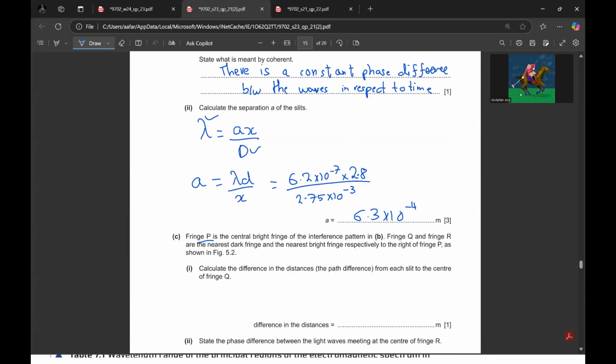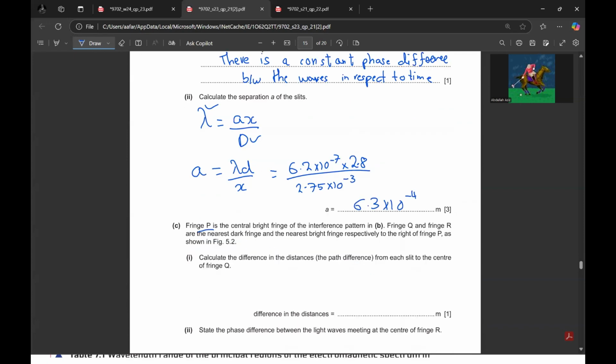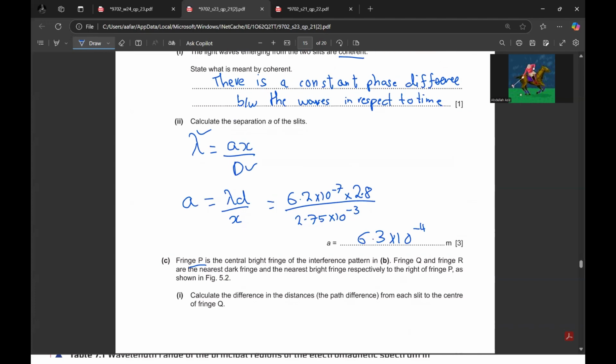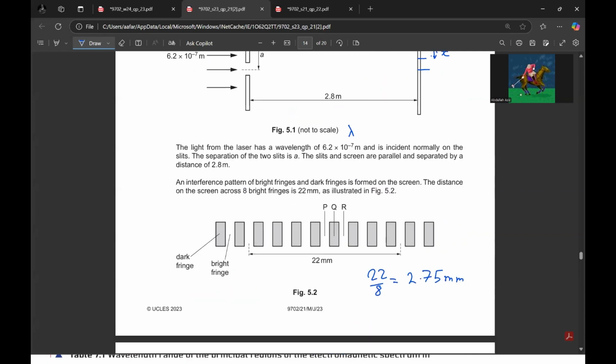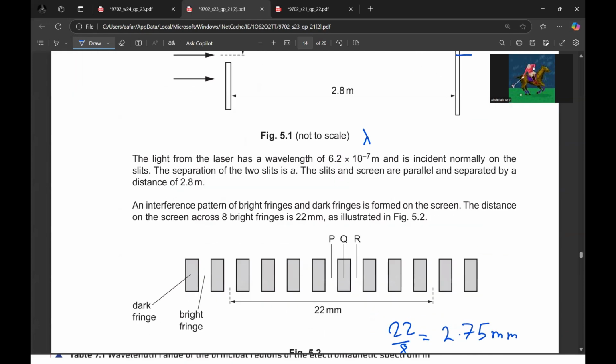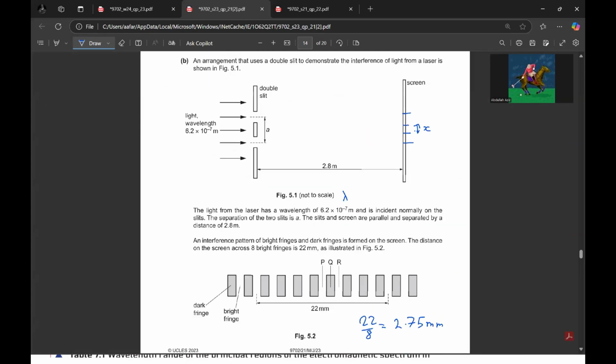Fringe P is the central bright fringe of the interference pattern. Fringe Q and fringe R are the nearest dark fringe and the nearest bright fringe respectively, to the right of fringe P, as shown in figure 5. Okay, so this is the central one, this is the dark fringe, and this is the next bright fringe.